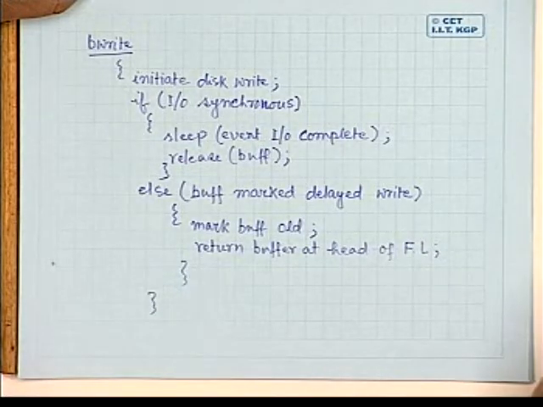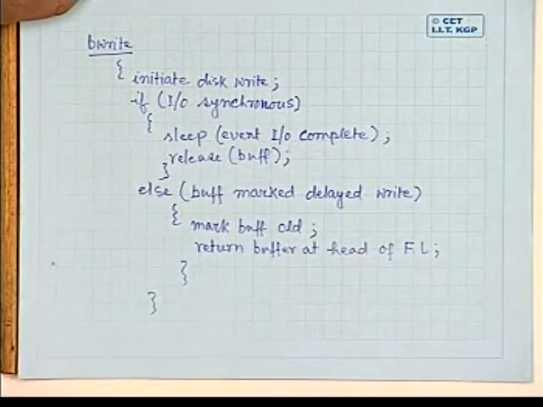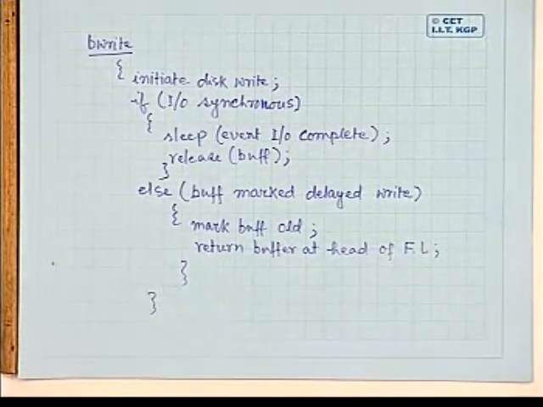After the writing is complete. So this is how a data block from the buffer will be written onto the disk, and following that the buffer will be released and put either at the head of the free list or at the tail of the free list.